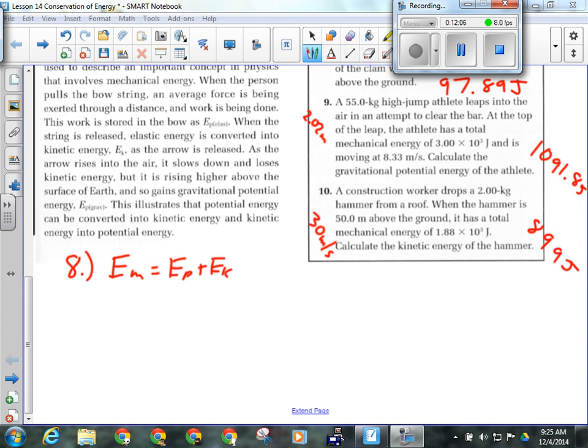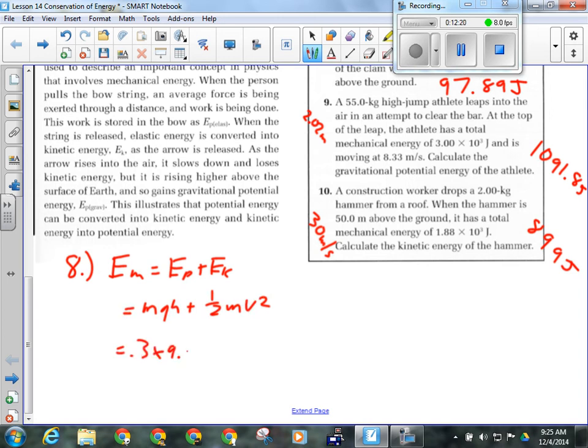Okay, just going to quickly run through number 1 here. I know you guys have probably all got it done already. So mechanical energy is potential plus kinetic. That's going to mean mgh plus 1/2 mv squared. And we just plug in our numbers. 0.3 times 9.81 times 30, plus 1/2 times 0.3 times 8 squared. And that should give us our 97.89 joules. That's about as easy as they come.